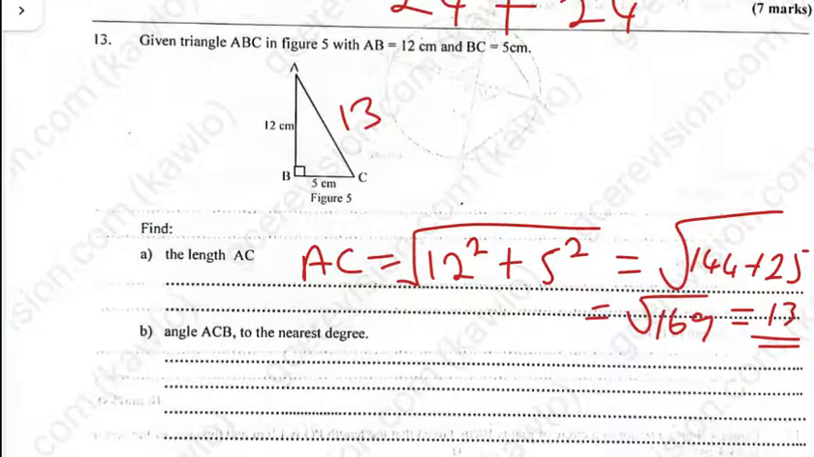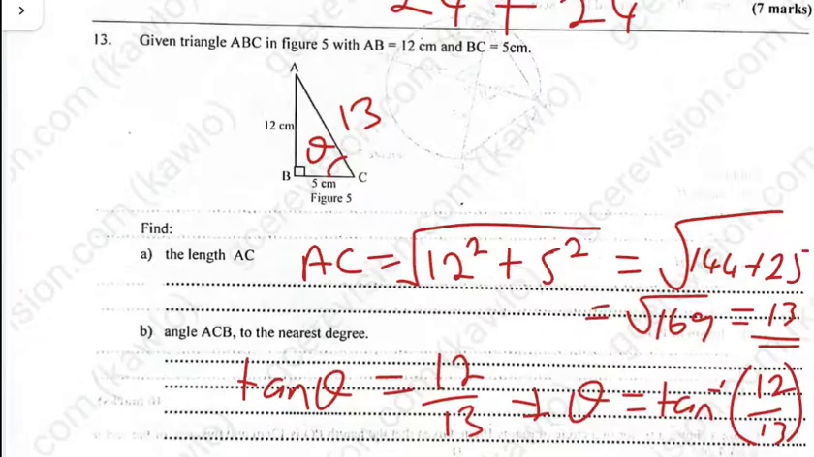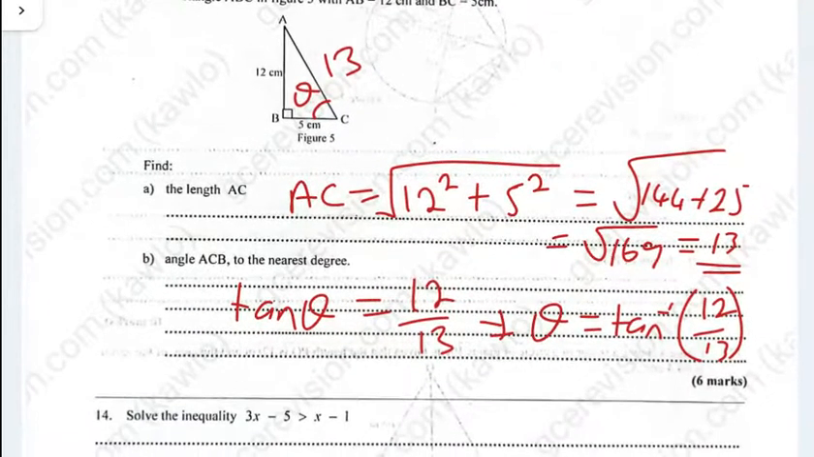Find the angle ACB to the nearest degree. So this is the angle ACB. Let's call it theta. So what will be tan theta? Tan theta will be equal to opposite over adjacent, that's 12 on 13. Or you can use sin theta, whatever. This implies that theta will be equal to tan inverse of 12 on 13. And whatever value you have in degrees, express it to the nearest degree, that's the nearest whole number.